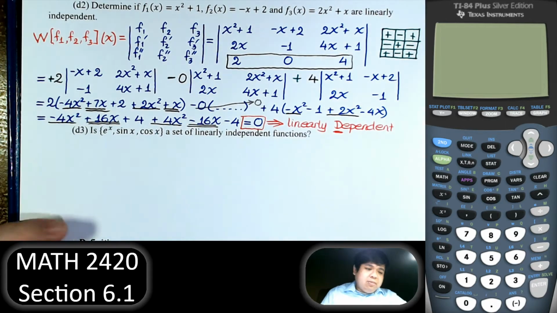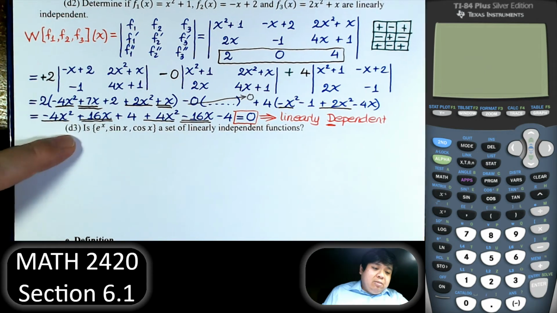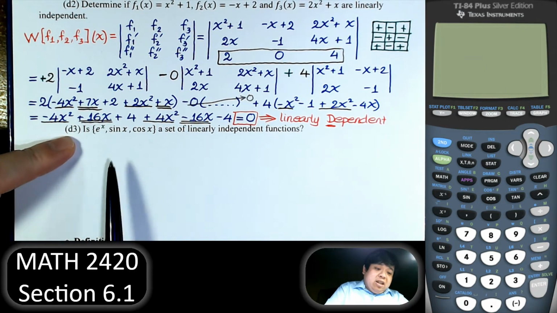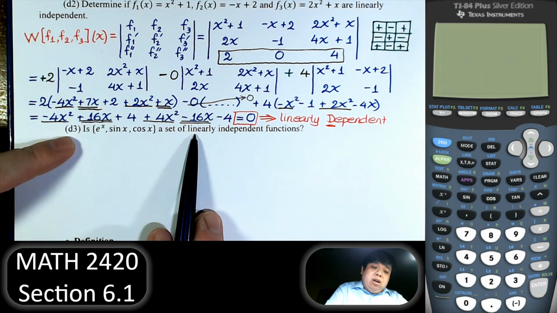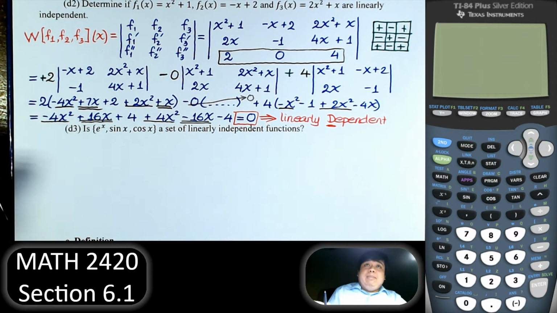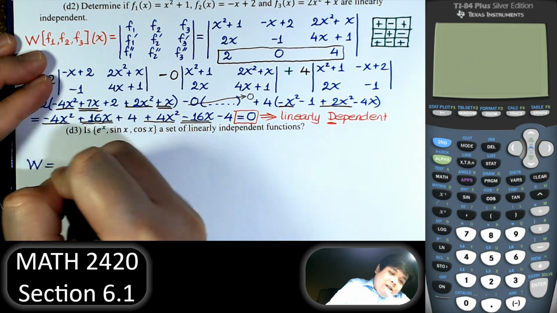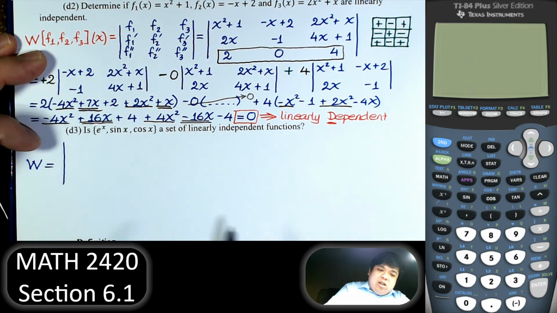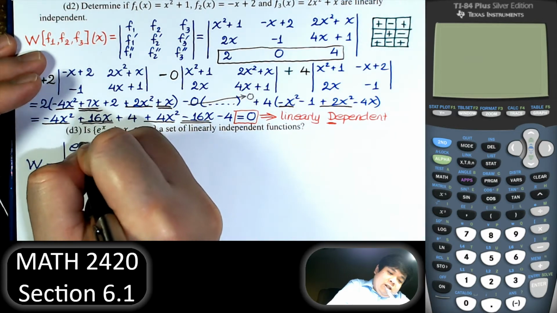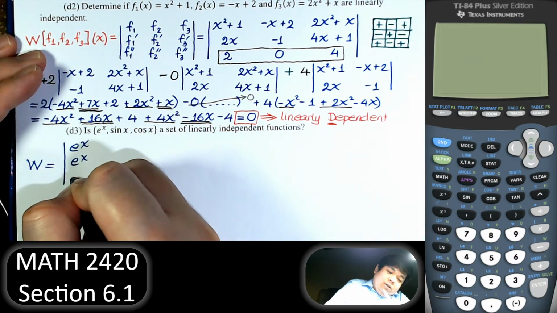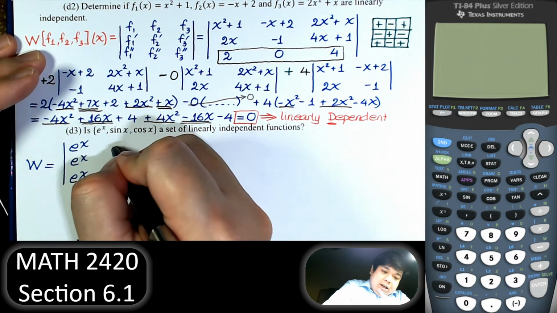Right. Now, try a similar thing on the next one. Is the set of these three functions linearly independent? So of course we just find the Wronskian again. So the Wronskian equals, now we just put the three functions, the function, derivative again, sine x.